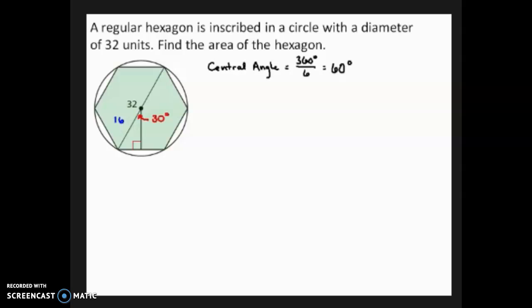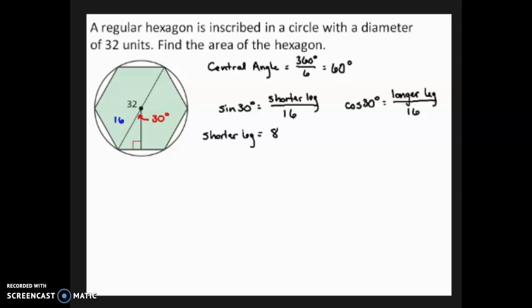Now use the sine and cosine ratios to find the lengths of the legs. So the sine of 30 degrees is equal to the length of the shorter leg divided by 16, and the cosine of 30 degrees is equal to the length of the longer leg divided by 16. Solving the first equation gives the length of the shorter leg equals 8, and solving the second equation gives that the length of the longer leg is equal to 8 times the square root of 3.